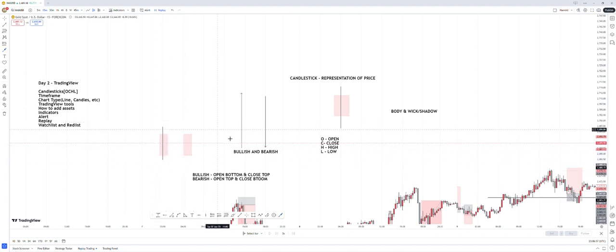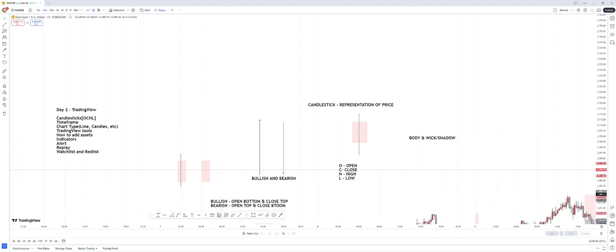Do you understand? So that's basically the OCHL of a candlestick. Do you get it? And then we move on to time frame. So time frame is basically the representation of each candlestick.